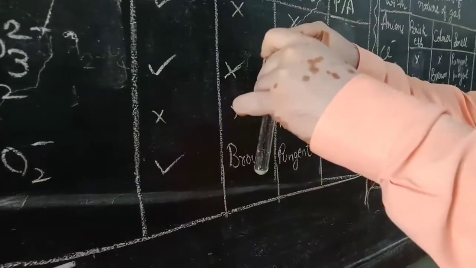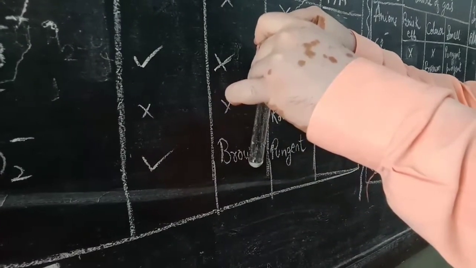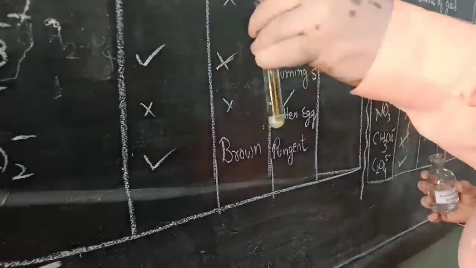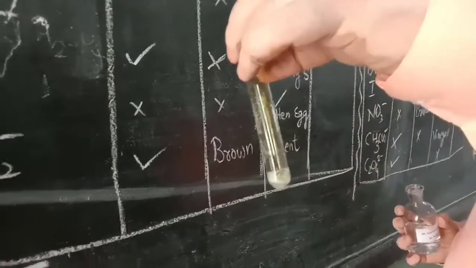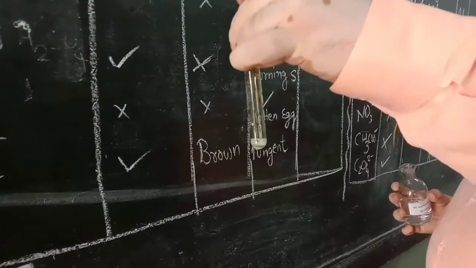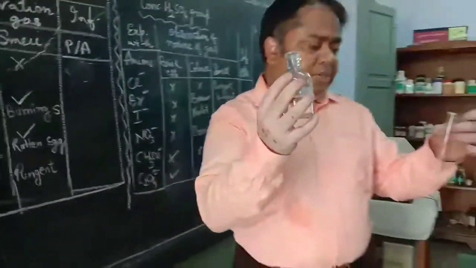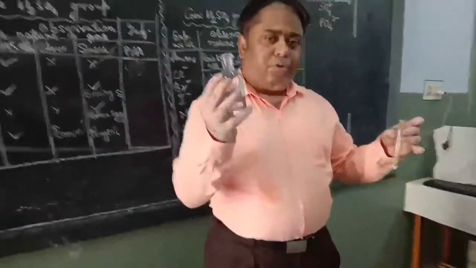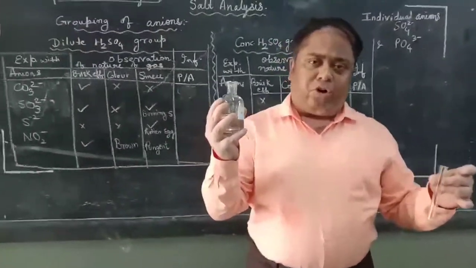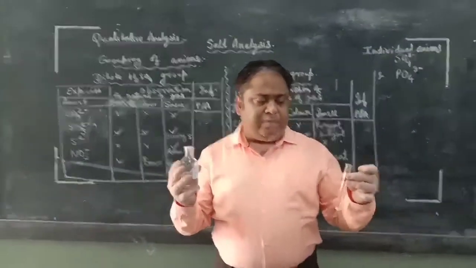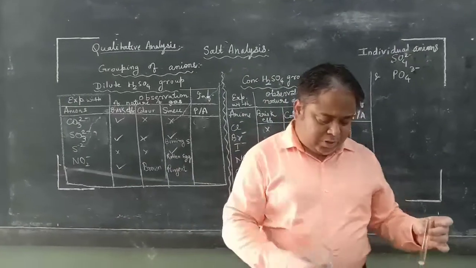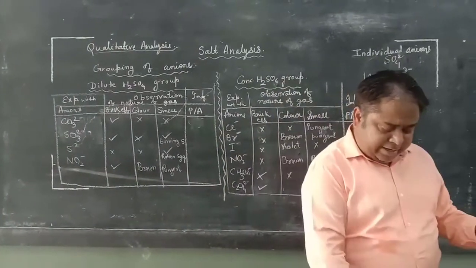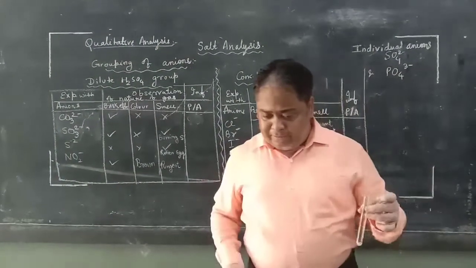Now see, nitrite is giving the brown color. Is it visible in the camera, sir? Yes. But nitrate was not giving the same test with dilute H2SO4. Nitrate will give the test with concentrated H2SO4. Nitrite will give the test with dilute H2SO4. So in this way you can differentiate between nitrate and nitrite primarily.